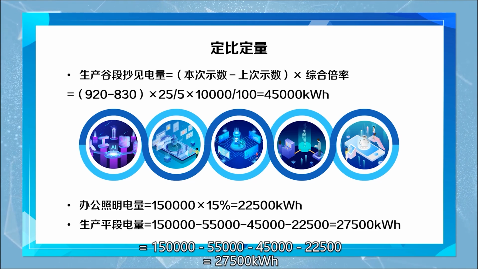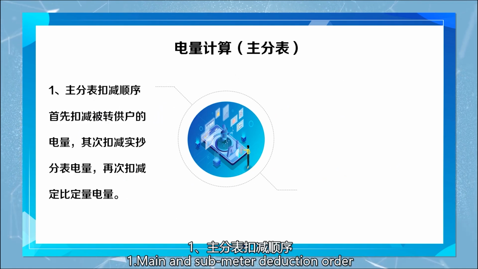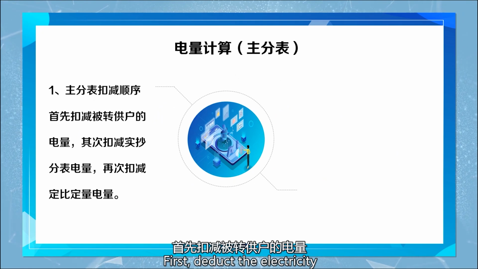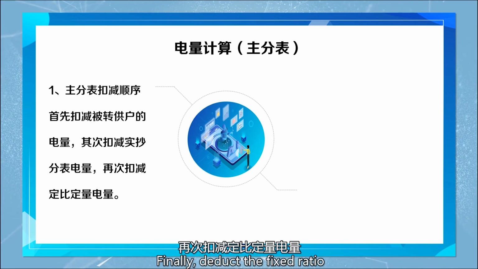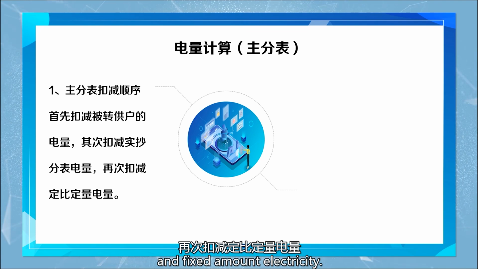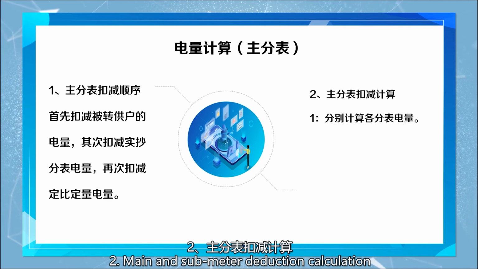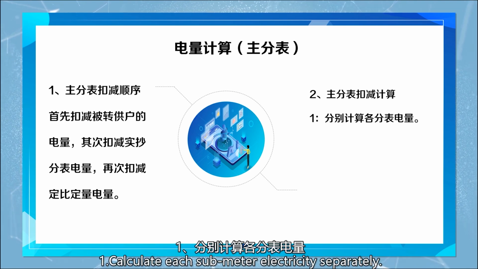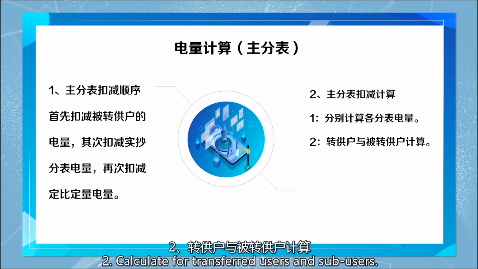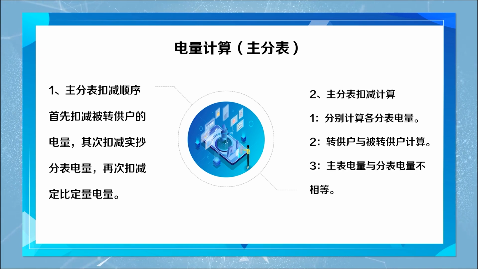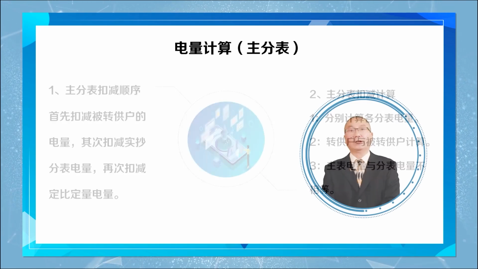equals 27,500 kilowatt-hour. Main and submeter. 1. Main and submeter deduction order. First, deduct the electricity of the transferred user. Then deduct the actual submeter reading. Finally, deduct the fixed ratio and fixed amount electricity. 2. Main and submeter deduction calculation. 1. Calculate each submeter electricity separately. 2. Calculate for transferred users and sub-users. 3. The main meter electricity is not equal to the submeter electricity.